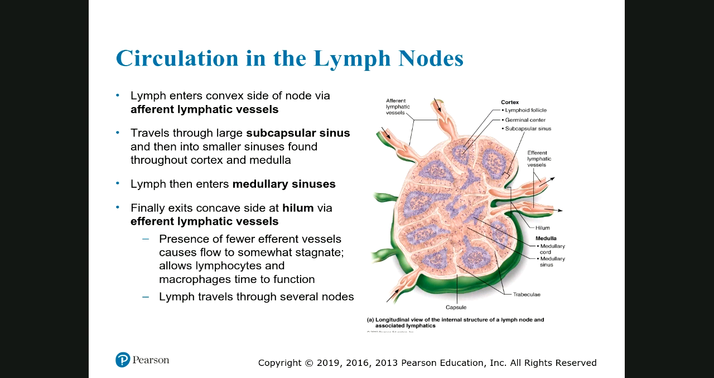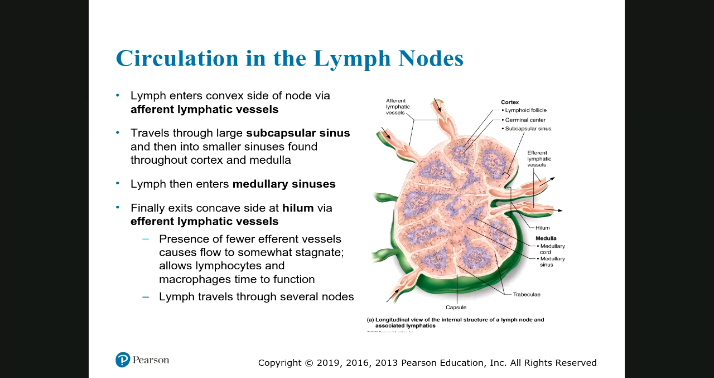So now, how does lymph circulate in the lymph node? If you look at it, you see some lymphatic vessels over here. They are afferent lymphatic vessels. And look at the valve. And we have efferent lymphatic vessels. It's very interesting, if you notice, we have more afferent lymphatic vessels than efferent lymphatic vessels.